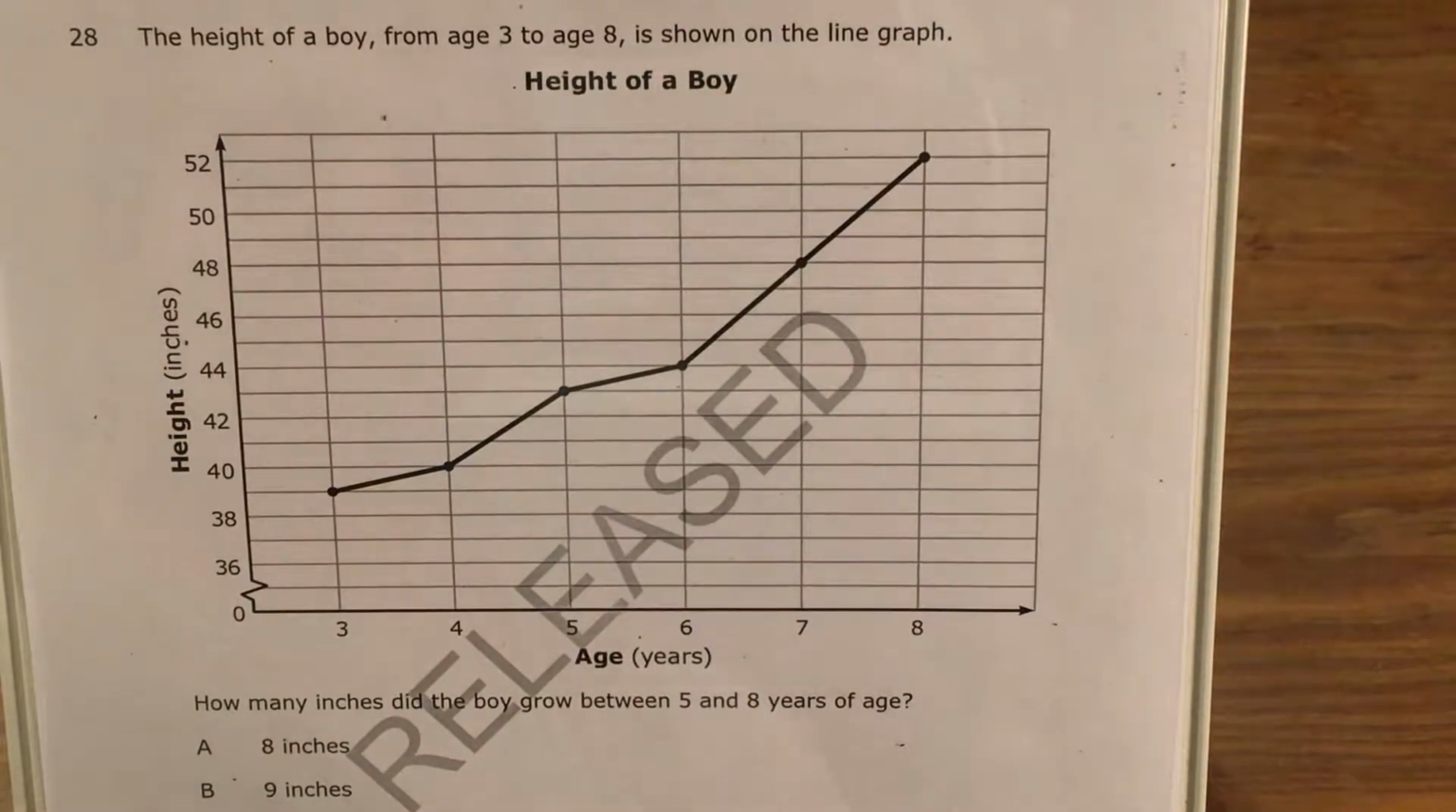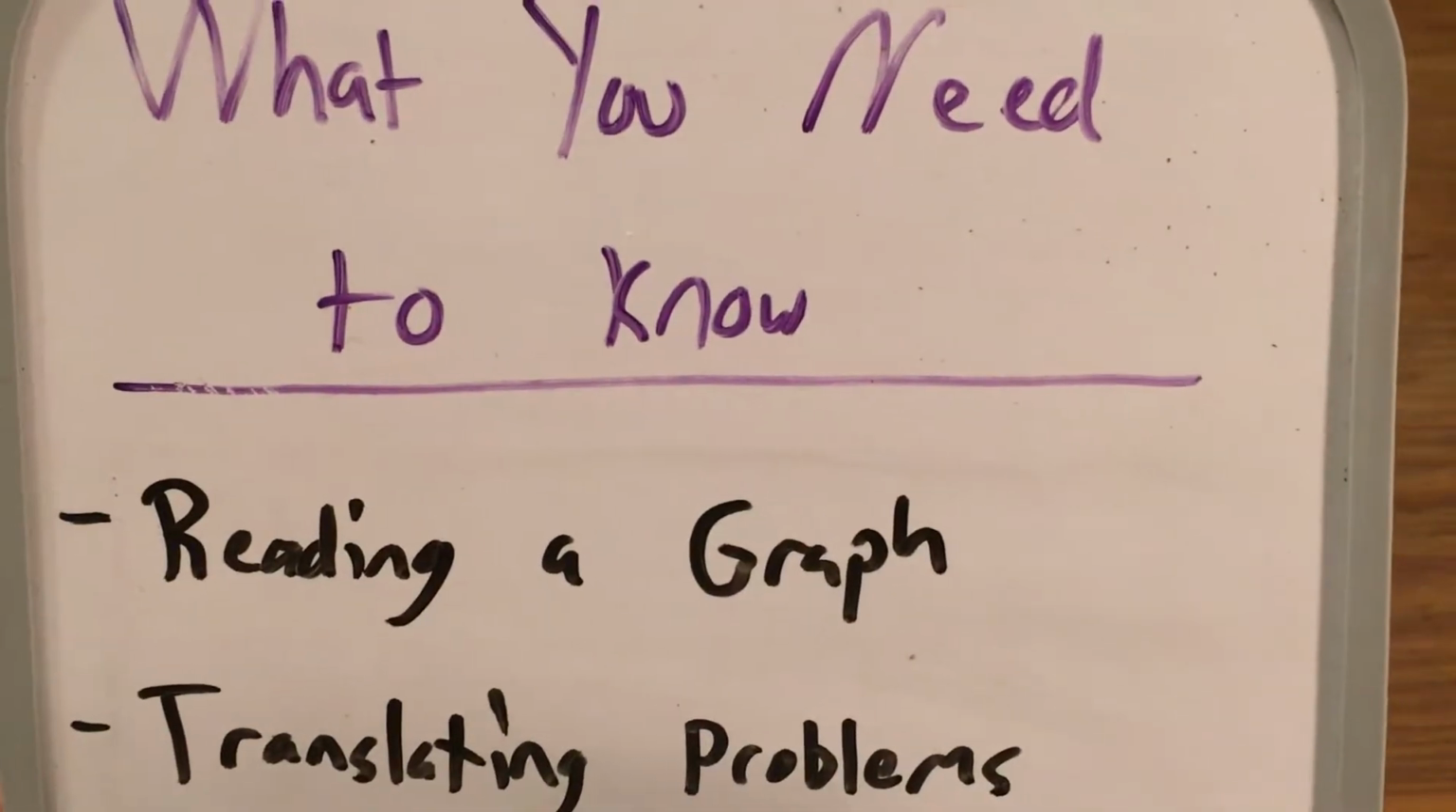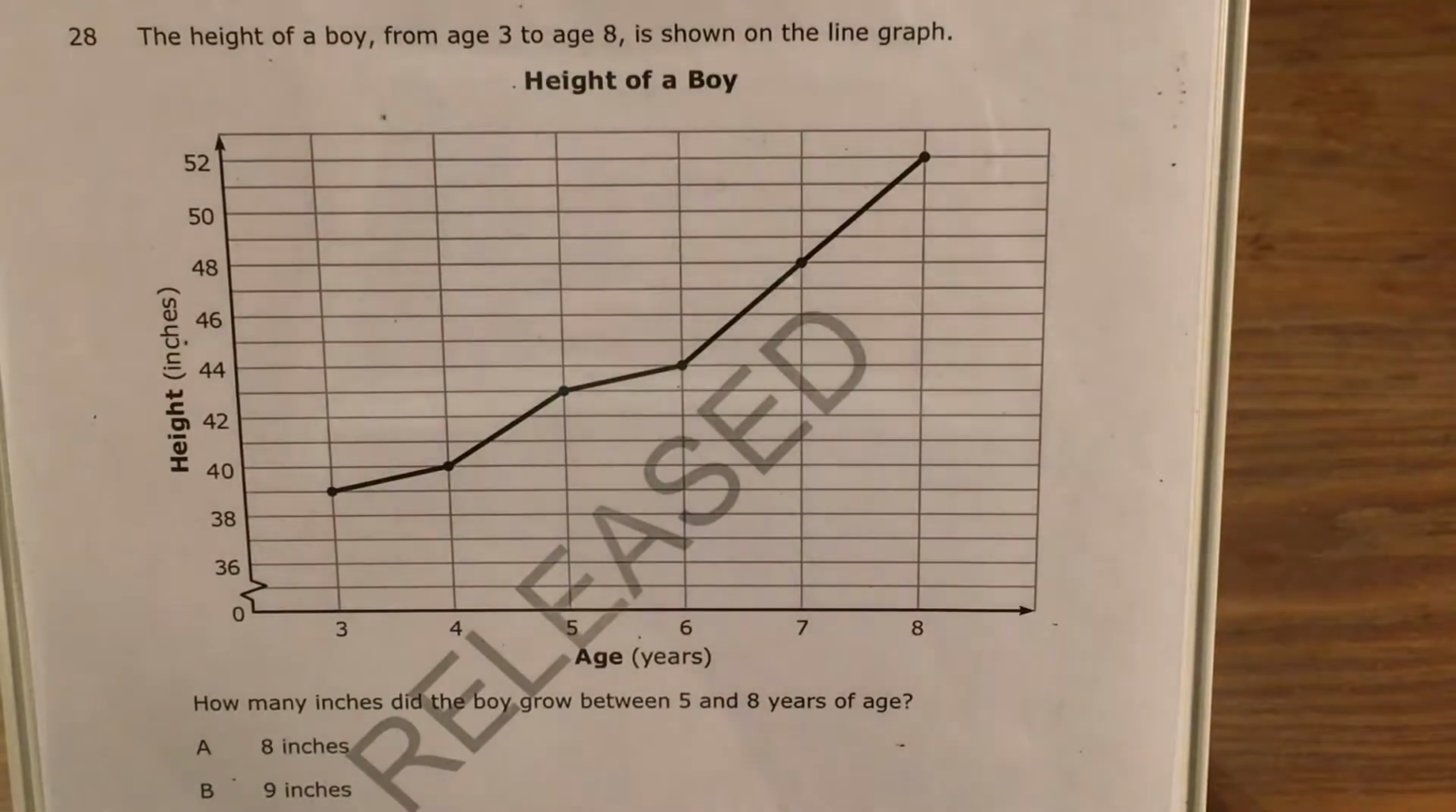So to do a question like this and to do it really well, you'll need to know how to read a graph and also how to translate a word problem. So if we're going to go ahead and get started, let's start by looking at these words down here. How many inches did the boy grow between 5 and 8 years of age? So what that tells me, the word grow tells me that I'm going to have to do some addition.